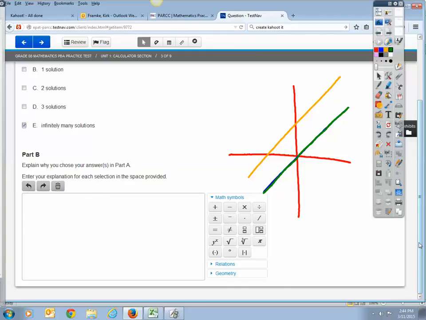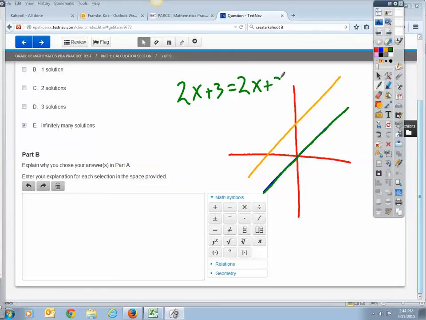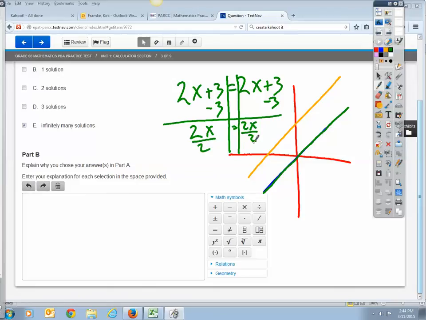Just to go one step further, it would look something like this. Let's say I had 2x plus 3 is equal to 2x plus 3. They are the same line. If I were to go through and solve this, I get 2x is equal to 2x, and obviously you can say they're the same. Let's divide by 2, and I would get x is equal to x. And this is a true statement. This tells me that I will have an infinite number of solutions because the lines are the same.